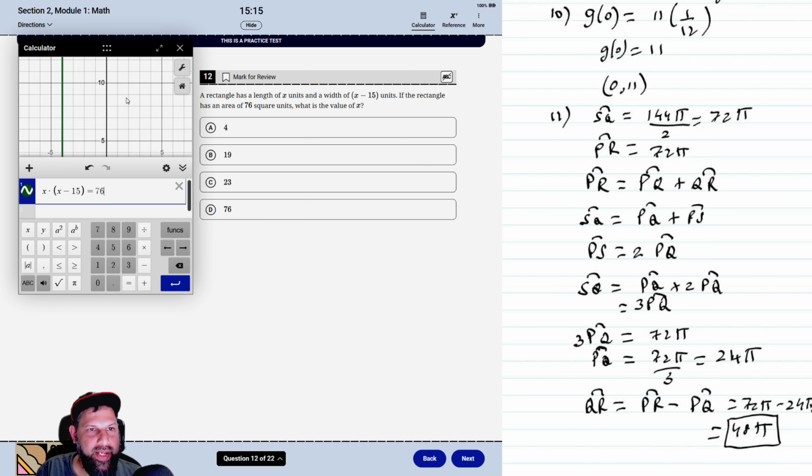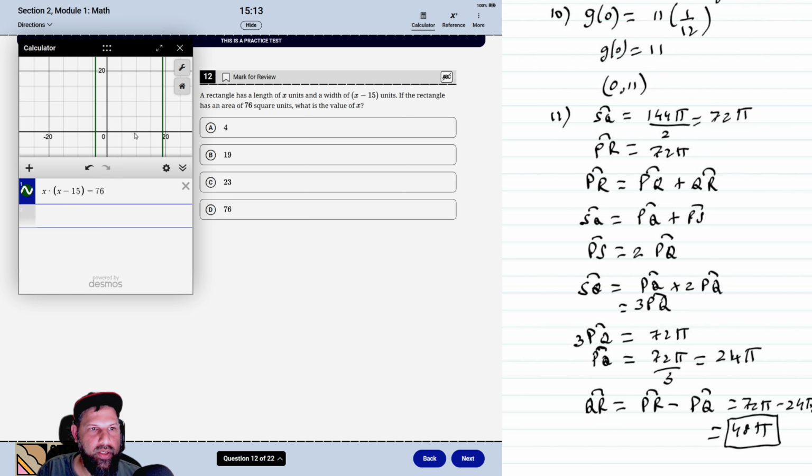So again, we're going to get a couple of vertical lines here because this represents a quadratic equation, and we should disregard the negative x-intercept here because the length of a side cannot be negative, so it can only be positive, and so the x value here is going to be 19. Okay.